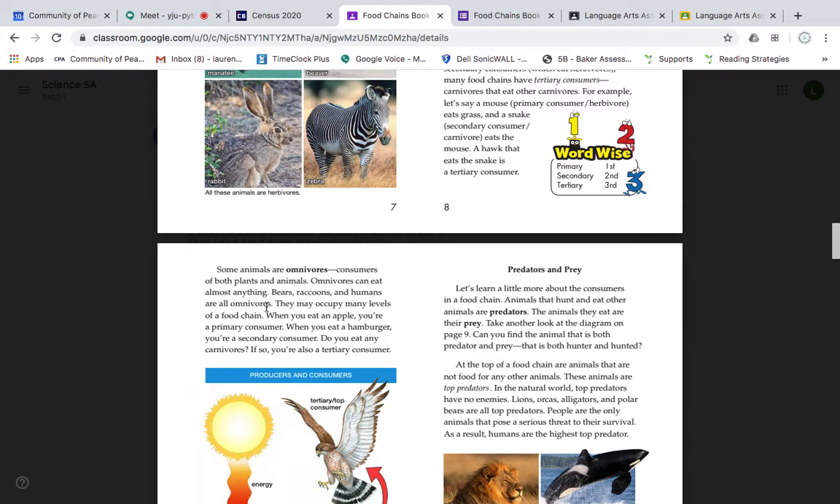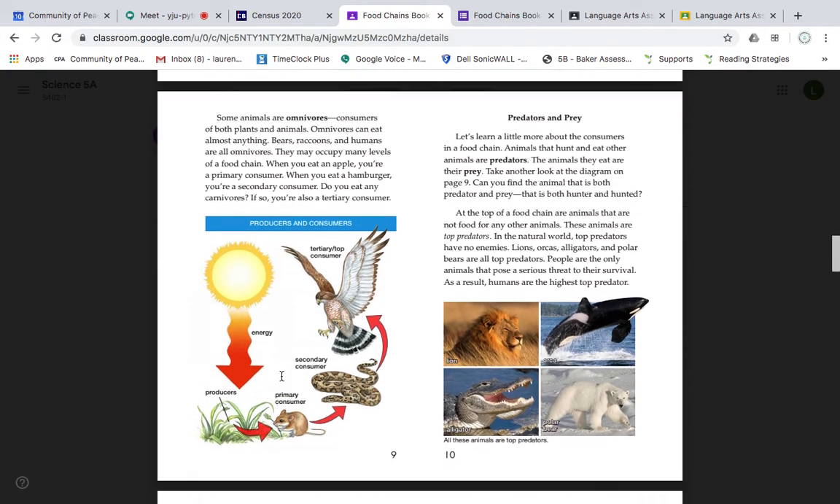They may occupy many levels of a food chain. When you eat an apple, you are a primary consumer. When you eat a hamburger, you are a secondary consumer. Do you eat any carnivores? If so, you're also a tertiary consumer.